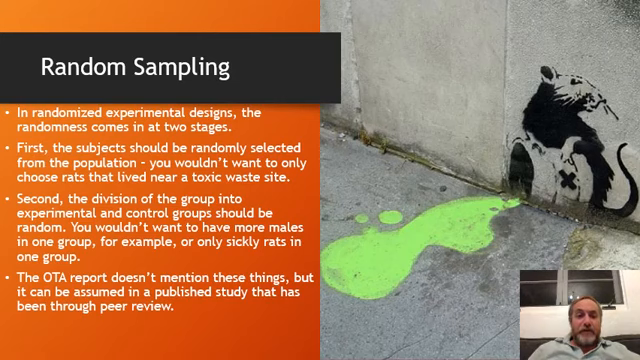And second, the division of the group into experimental and control should also be random. You don't want to divide it into all males and all females, or divide it by weight, with the healthier rats in one group and the sicker ones in the other. Now notice the OTA report doesn't mention any of that, but in a published study that's been through peer review, you can pretty much assume it.